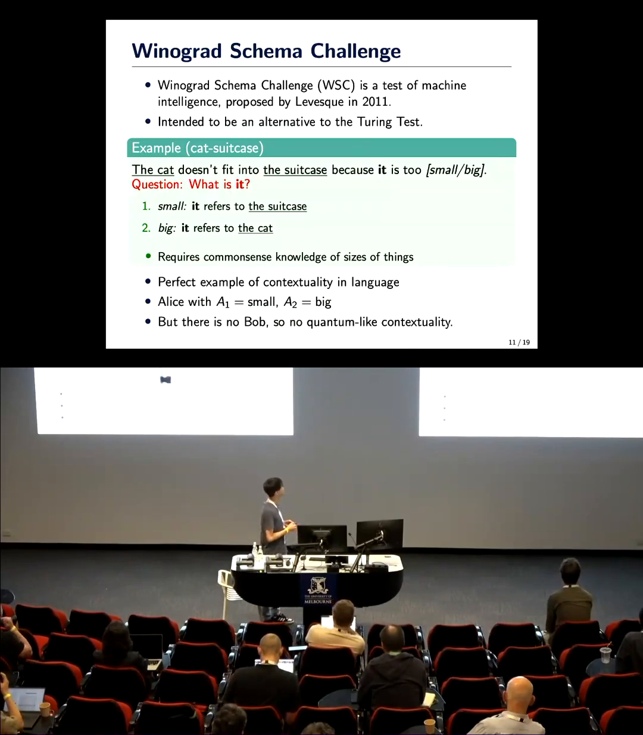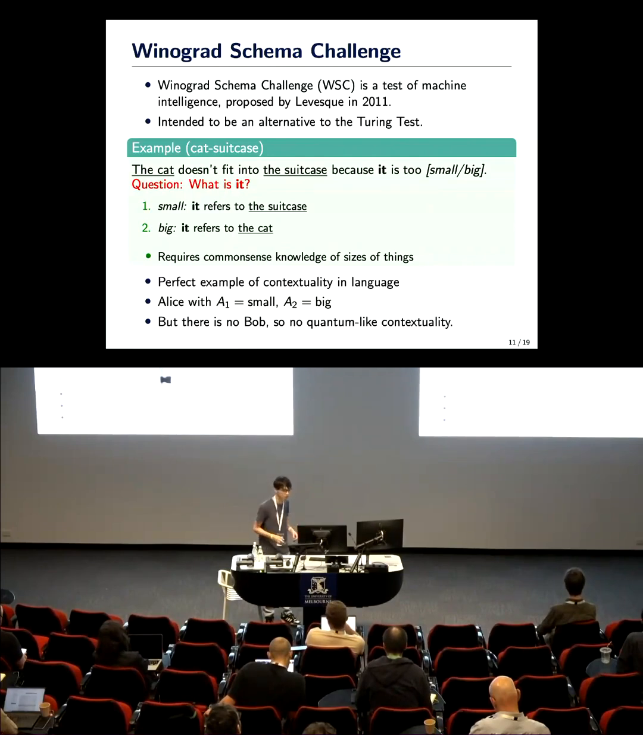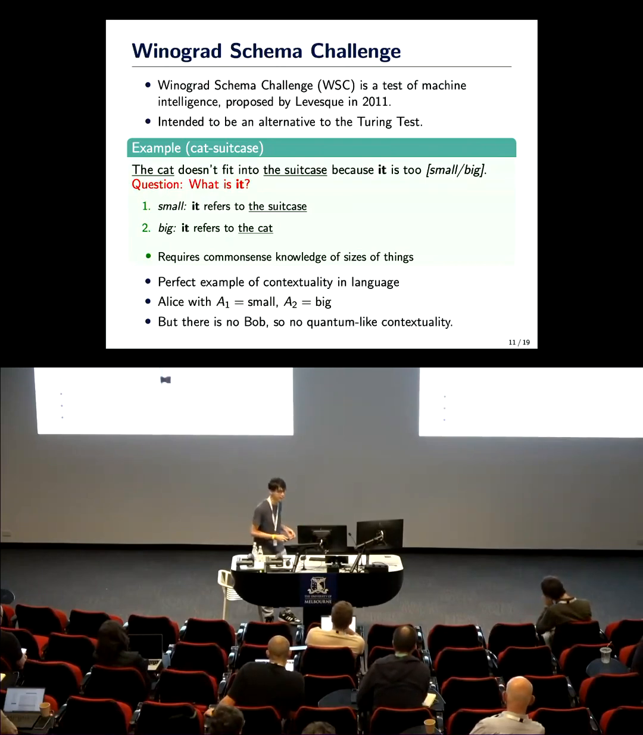The core idea of the Winograd schema is that there will be two versions of the same sentence, and we call this a special word. If we choose the special word to be small, then it refers to the suitcase. And if we choose it to be big, then it refers to the cat instead. It really requires some kind of common sense knowledge of the physical world, like smaller things would fit into a larger container, and so on and so forth. So it was really proposed as a test of machine intelligence.